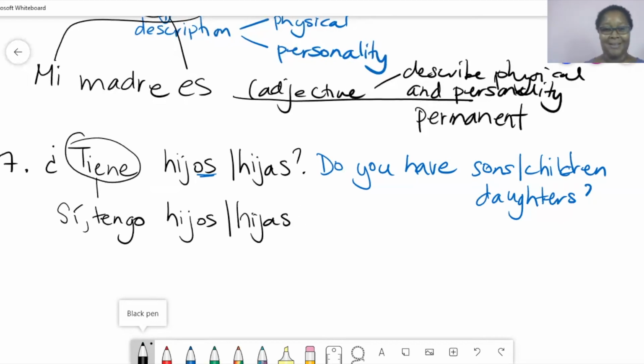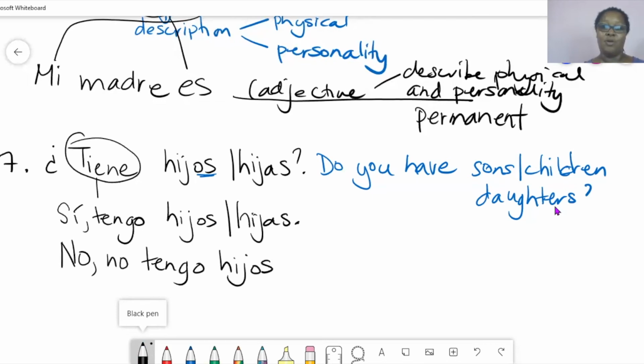Wrong punctuation. But suppose you want to say no, I don't have. We would simply insert no in front of our verb. No tengo hijos. Or no, no tengo hijas. Simple as that.